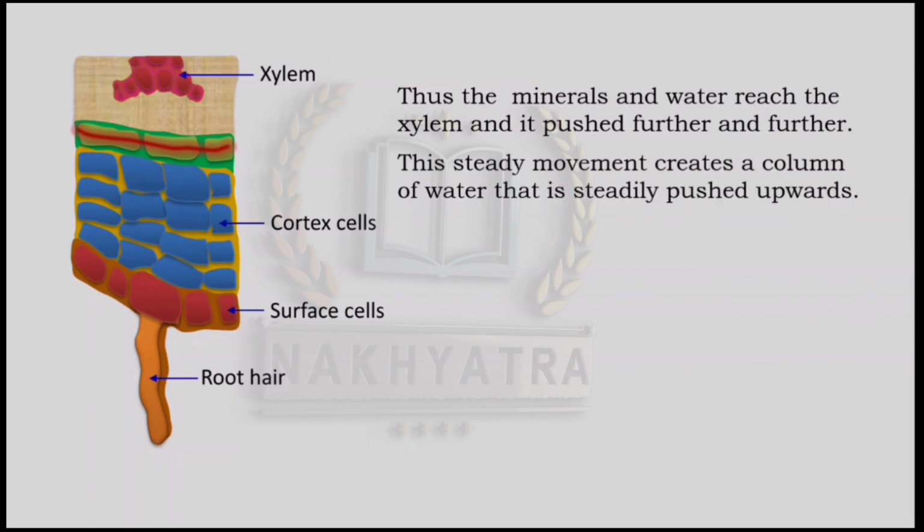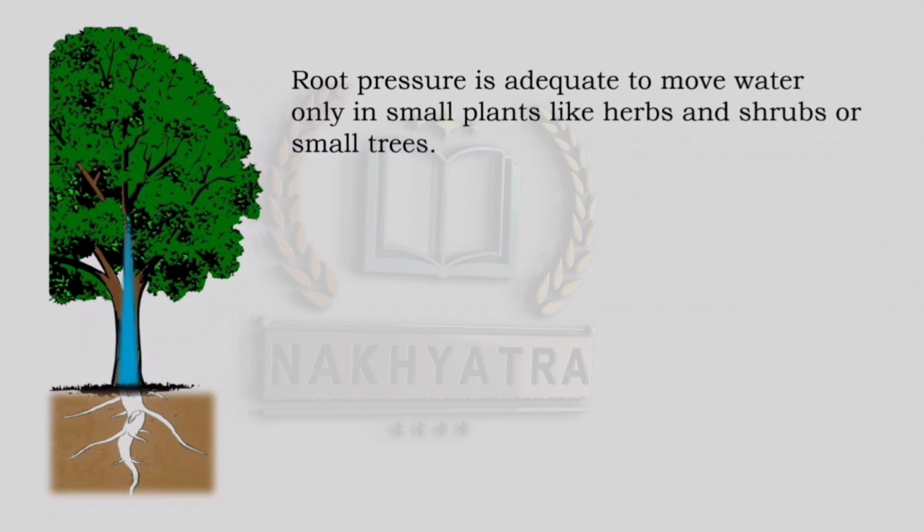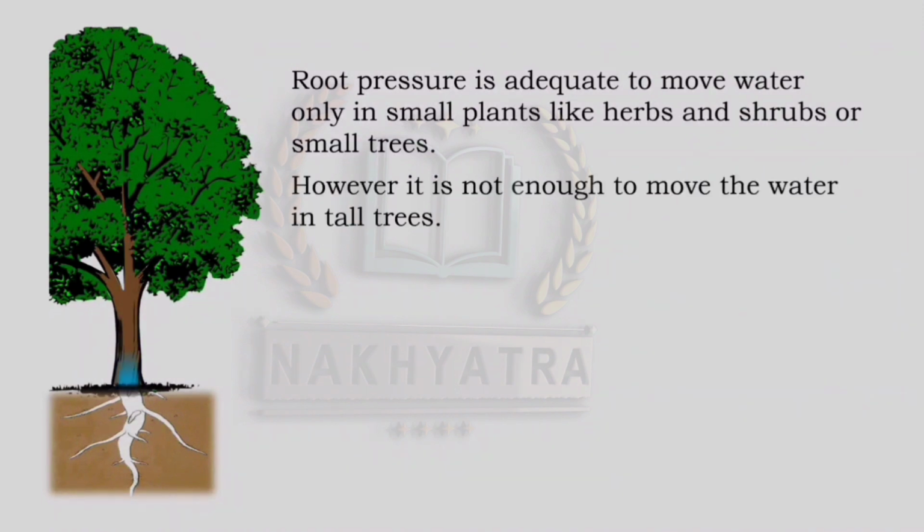Okay, clear? So this steady movement creates a column of water that is steadily pushed upwards. Steadily means slowly. Now, root pressure is adequate to move water only in small plants like herbs and shrubs or small trees. However, it is not enough to move the water in tall trees.